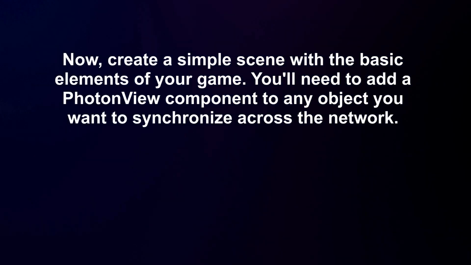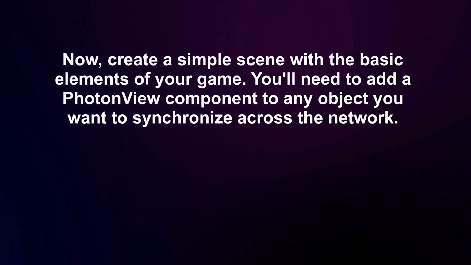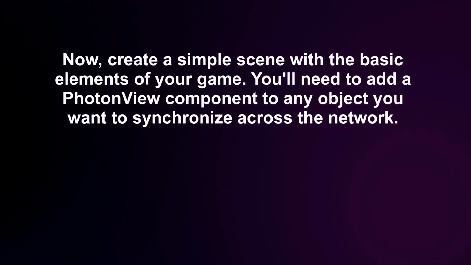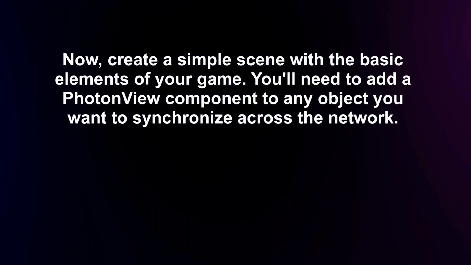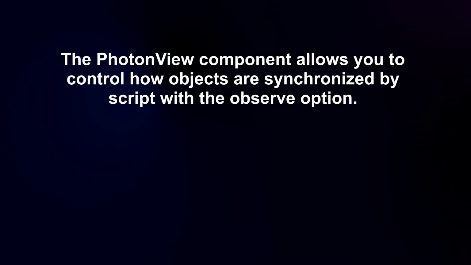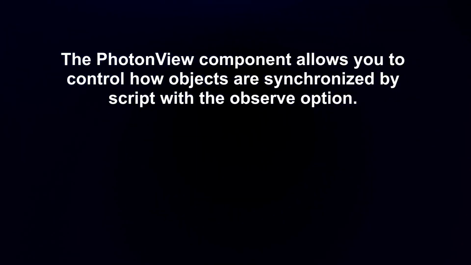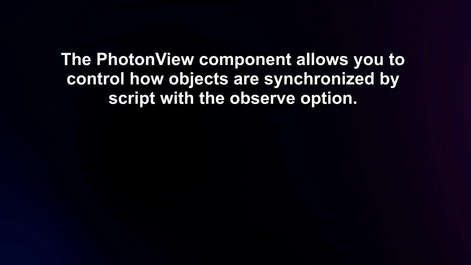Now, create a simple scene with the basic elements of your game. You'll need to add a PhotonView component to any object you want to synchronize across the network. The PhotonView component allows you to control how objects are synchronized by script with the Observe option.